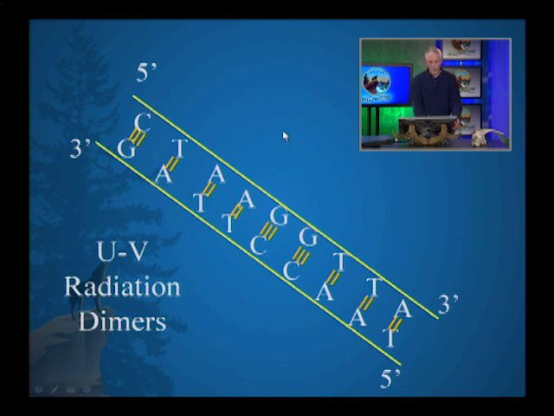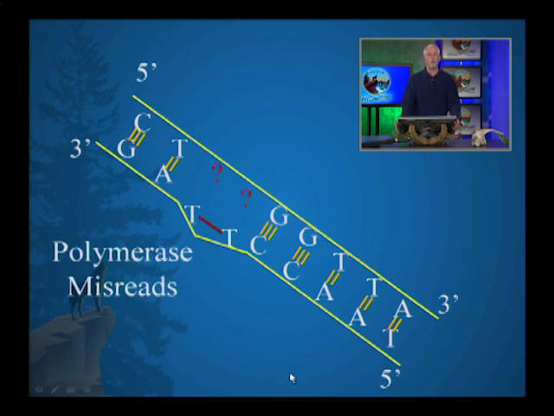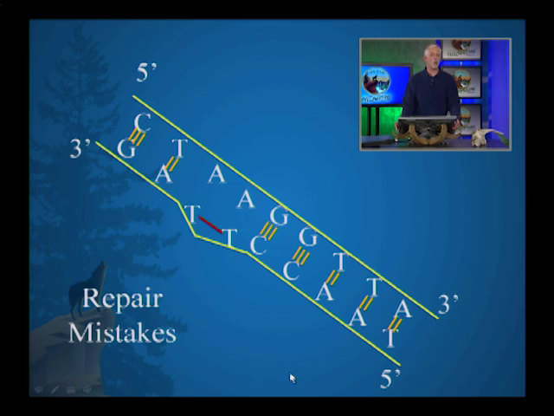UV radiation also particularly affects thymines, so that thymines will begin to form covalent bonds with one another. This kind of puts a bulge into the strand of DNA. And again, this can lead to misread problems when polymerase comes along. Polymerase comes along, it's not sure what to put opposite that. What we call this is a thymine dimer. When this dimer is repaired, there may be mistakes that are made there. So again, those repair enzymes may not repair properly.